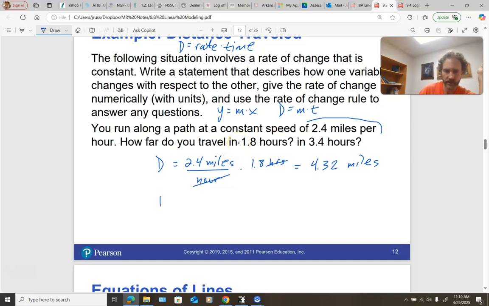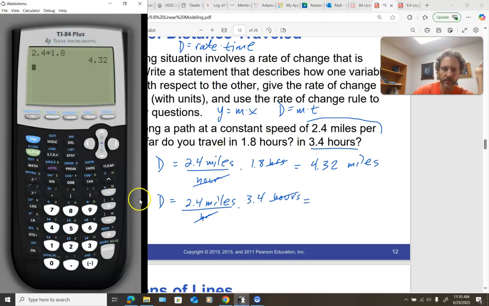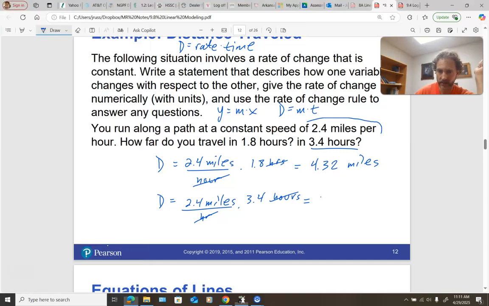Alright, well, let's do this again to make another prediction. So the rate is constant, so it's still 2.4 miles per hour times a different value for our independent variable, 3.4 hours. And again, those units hours cancel, and we're just going to be left with miles. And we'll see what 2.4 times 3.4 is, and this is 8.16 miles traveled. Okay.